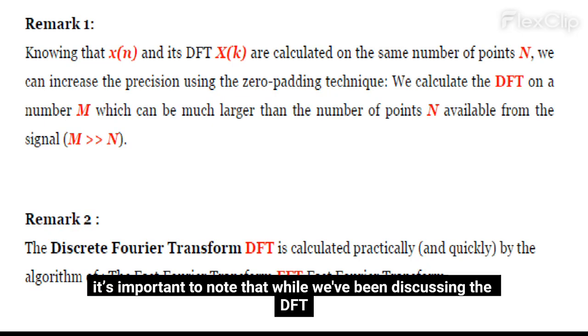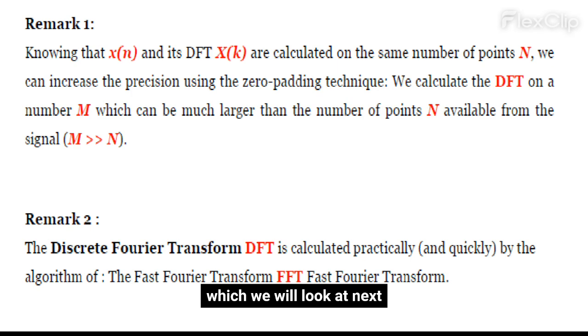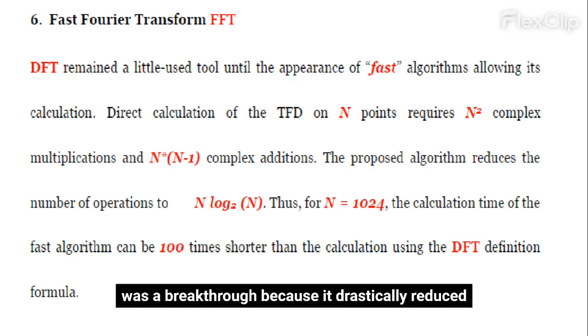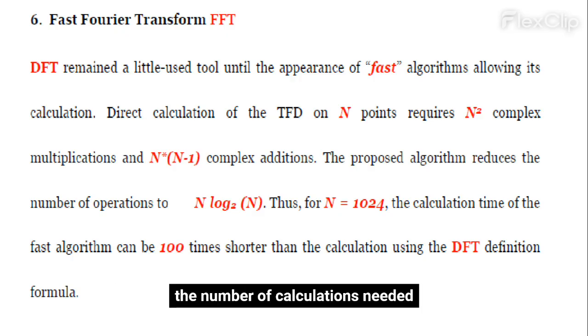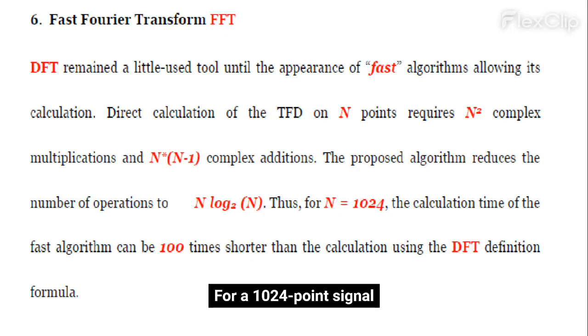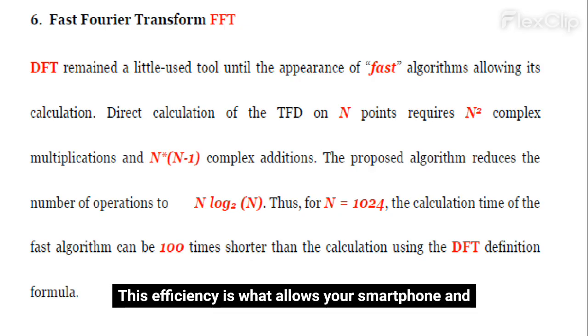Also, it's important to note that while we've been discussing the DFT, in practice, we almost always use a much faster version called the FFT, which we will look at next. The fast Fourier transform, or FFT, was a breakthrough because it drastically reduced the number of calculations needed. A standard DFT requires N squared operations, but the FFT only needs N times the log of N. For a 1024-point signal, the FFT can be 100 times faster. This efficiency is what allows your smartphone and computer to process audio and video in real time.